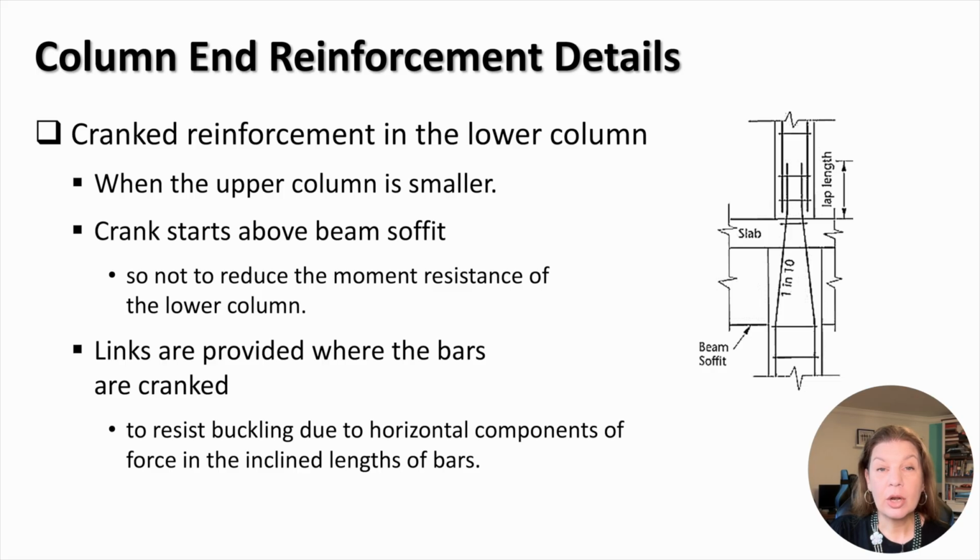When the upper and lower columns are similar, longitudinal reinforcement can be cranked in the upper column. Links should be provided where the bars are cranked to resist buckling due to horizontal components of force in the inclined lengths of the bars. An alternative method for creating continuity in longitudinal reinforcement between floors is to use separate dowel bars, as shown here.